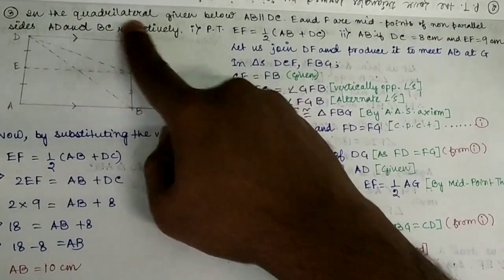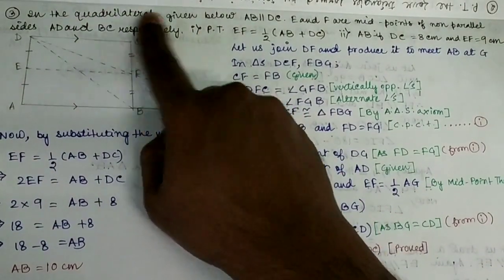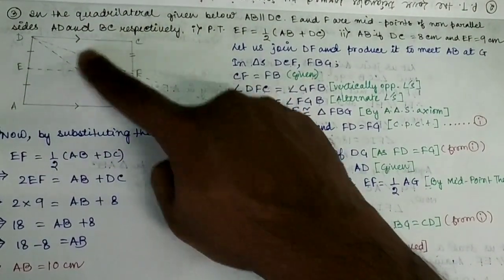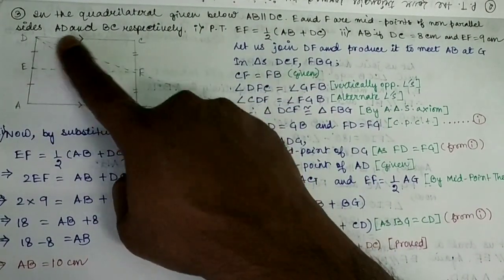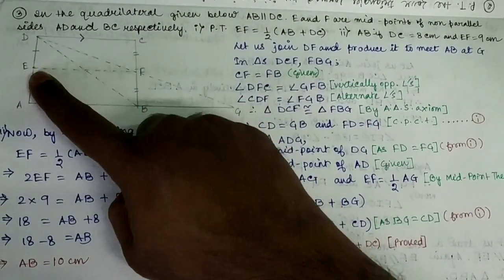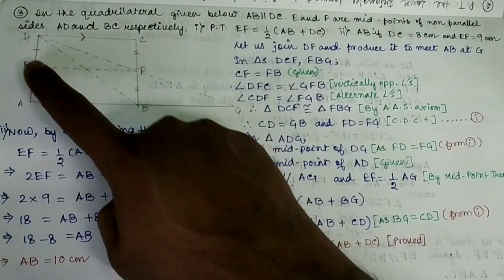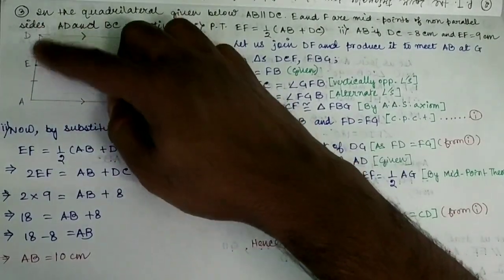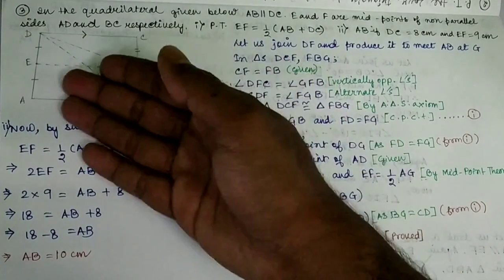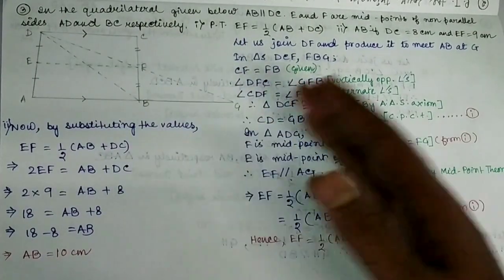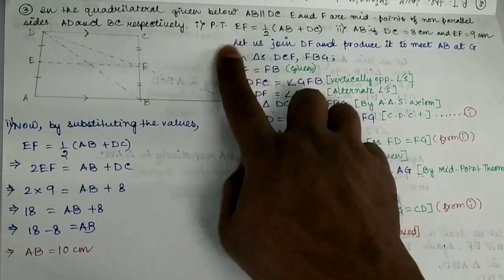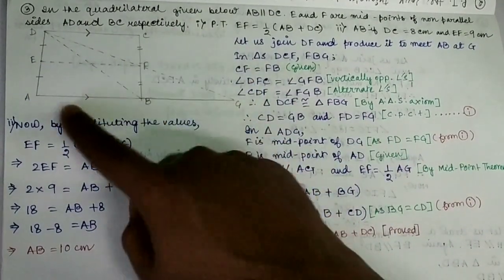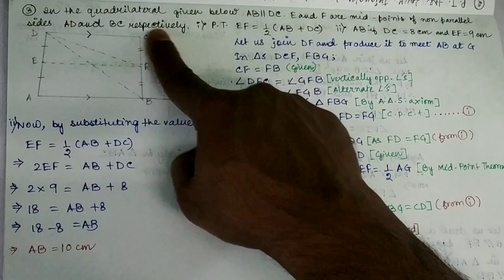Guys, now we have our third sum. See, here it is given that in the quadrilateral given below, this line AB is parallel to DC, and points E and F are midpoints of the non-parallel sides. Non-parallel sides means AD and BC. Clearly you can see from the diagram that these two sides are not parallel to one another. Now they have told us to prove that EF will be equal to half of AB plus DC.